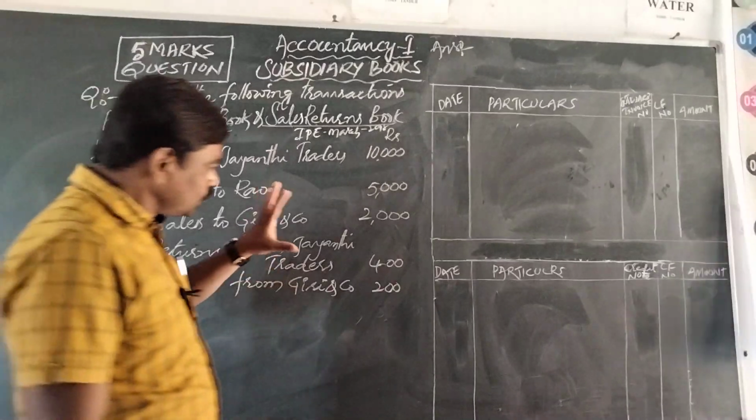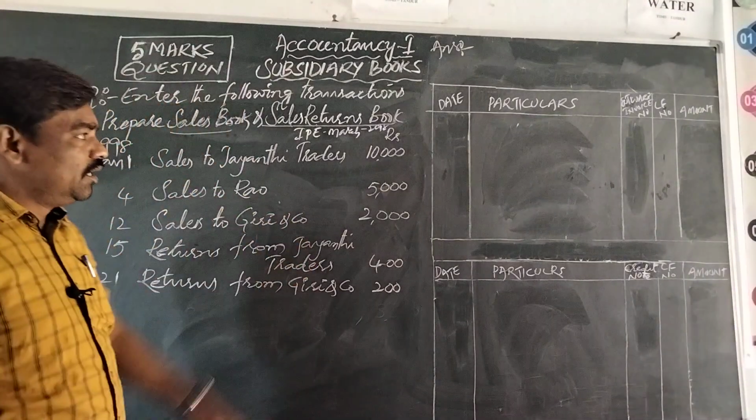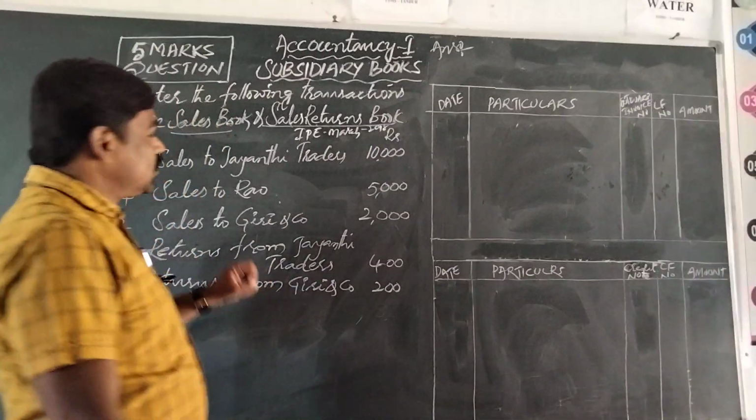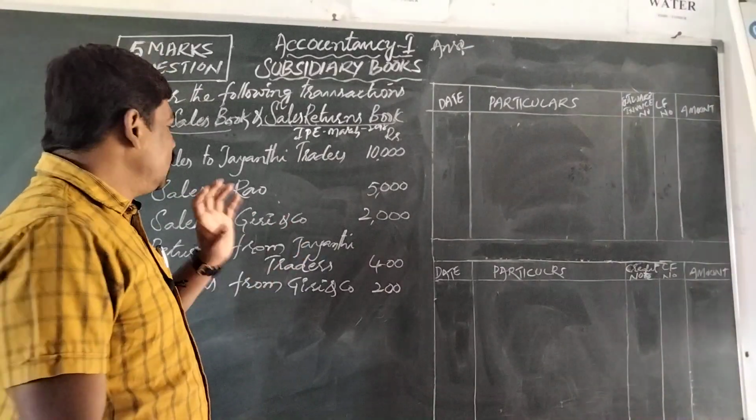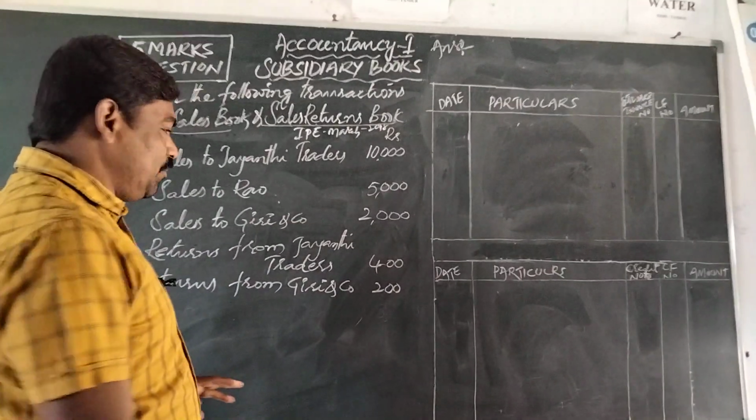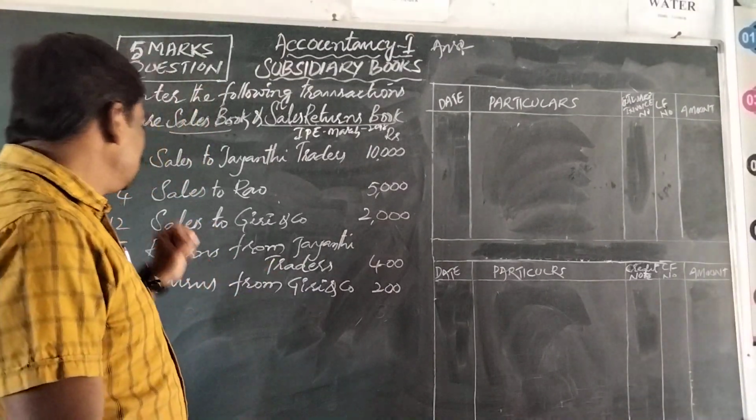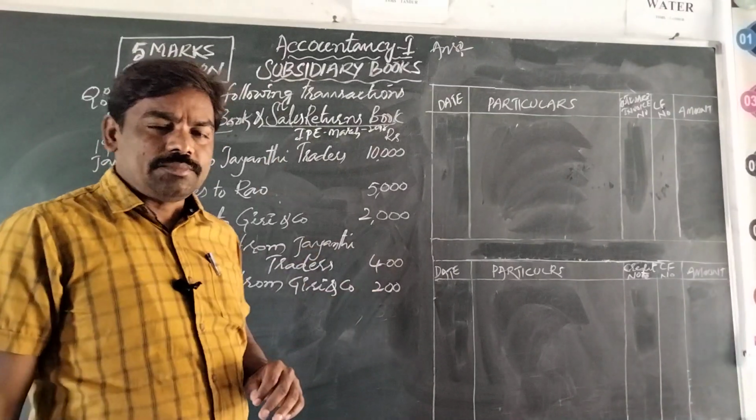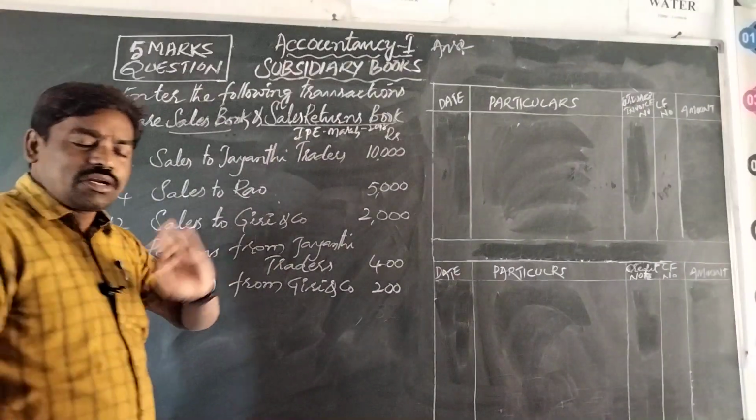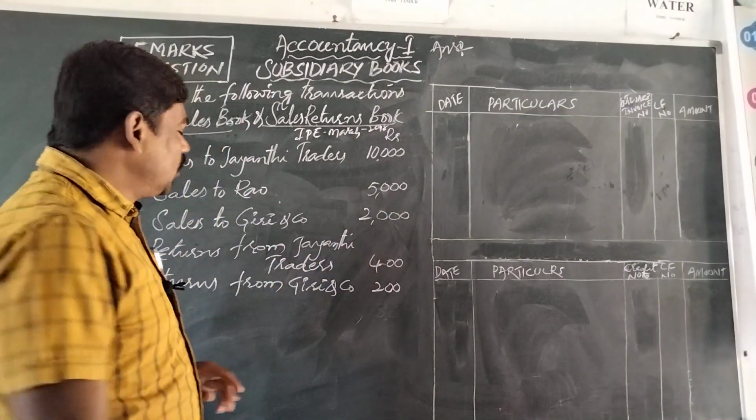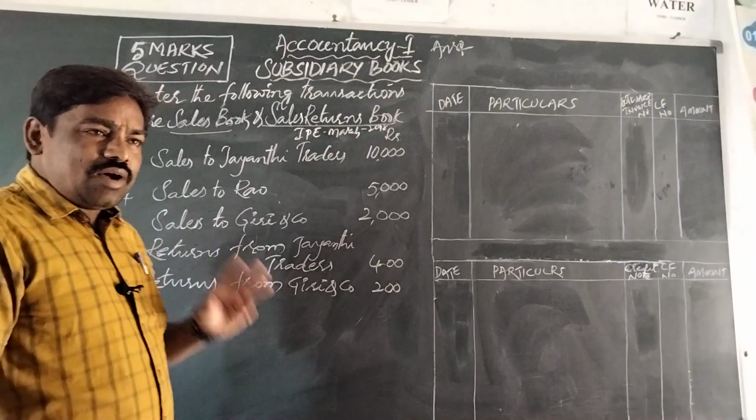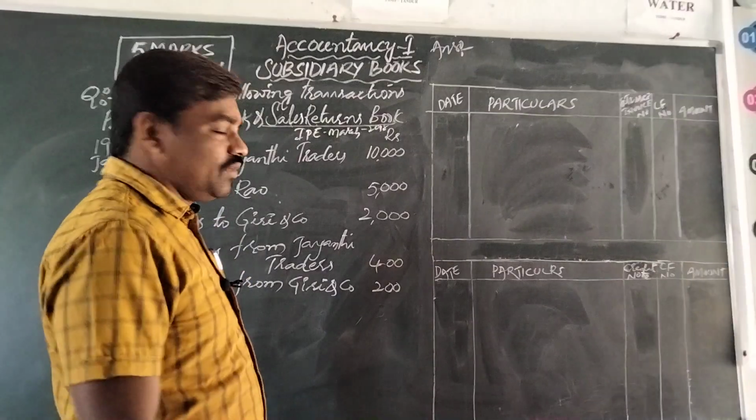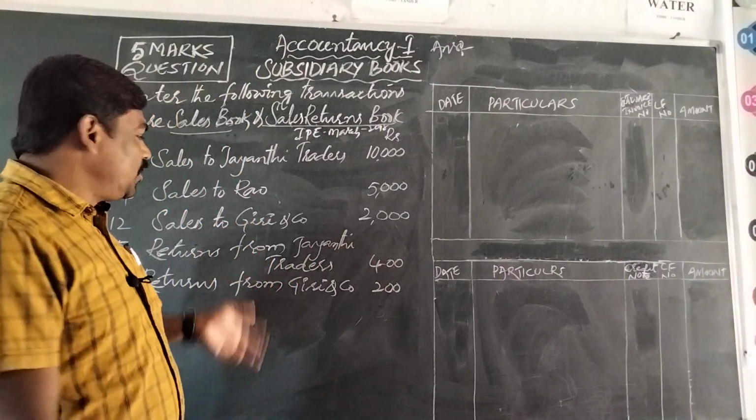Before recording that information in the subsidiary books, we should be clear about the rules and terms that we have to follow while recording in the sales book. There are 3 important points we must consider. First, only credit transactions can be shown in the sales book. Second, cash transactions must not be recorded in the sales book. And third, sale of assets must not be recorded in the sales book. So these are the three important terms we should keep in mind while recording these transactions in the subsidiary books.